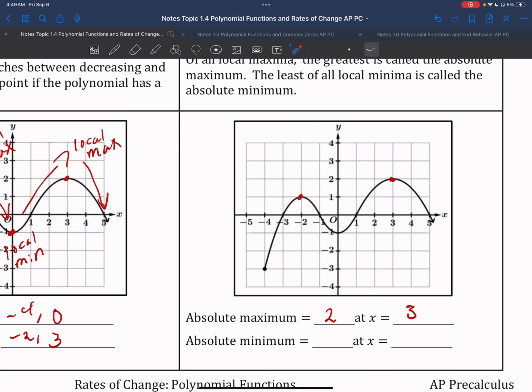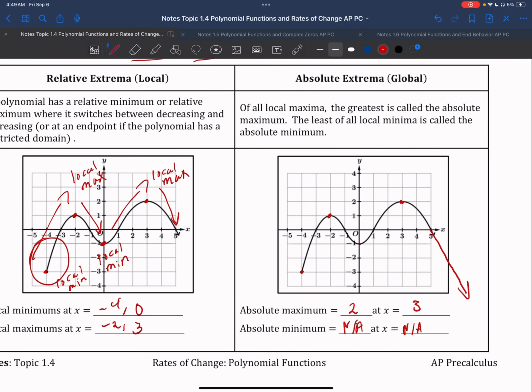Now, looking at the absolute minimum, I notice that I have an arrow going down on the right side. So I actually do not have an absolute minimum because there is a lot of points, an infinite number of points that are lower than both of my minimums. So I'm just going to write NA or not applicable for that answer. You do not have to have an absolute maximum and an absolute minimum. It will depend on the graph. So every time you have an arrow or multiple arrows pointing down, you will not have an absolute minimum, and then the same thing will happen for the maximum.